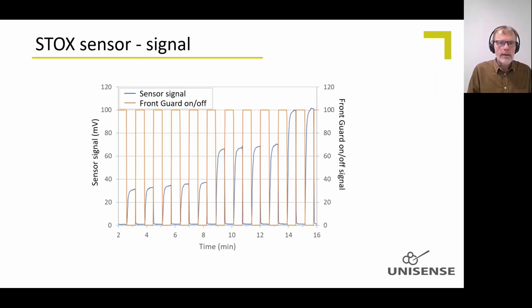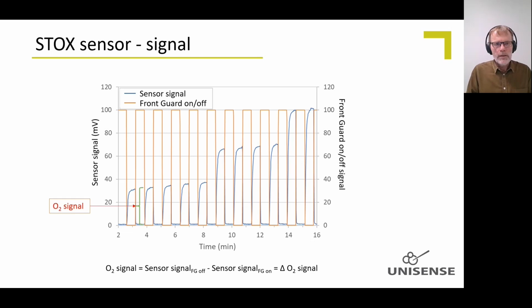The way it looks is like this. So the blue one shows this signal from the measuring sensor. So this is 0 down here, and the orange line is 100. That means the front guard is switched on, so no oxygen comes into the measuring sensor. When we then switch the front guard off, then we get a signal for oxygen. Switch front guard on, we get a signal for 0, and for oxygen, 0, for oxygen, and so on again.